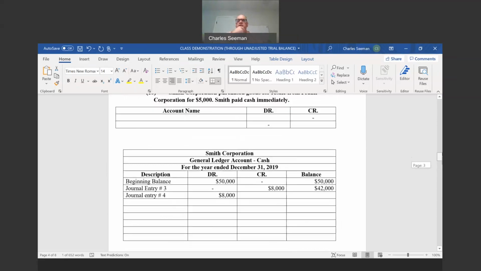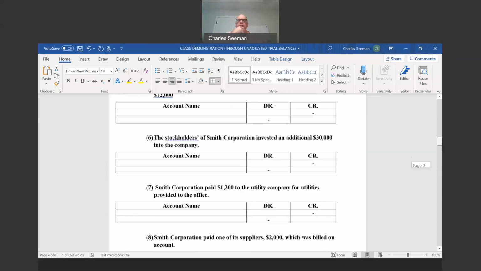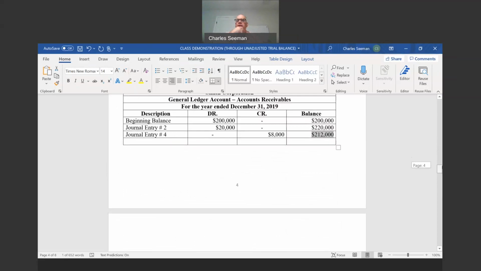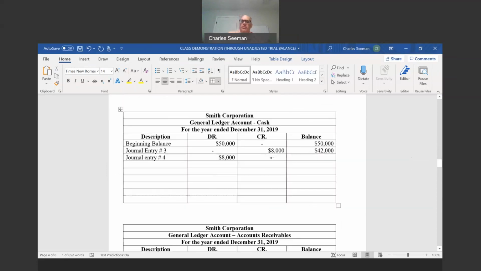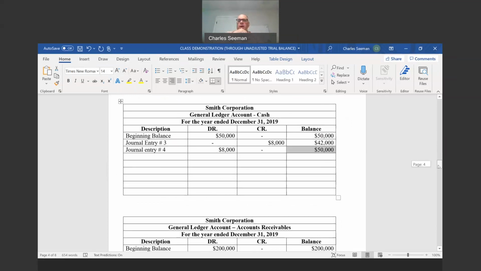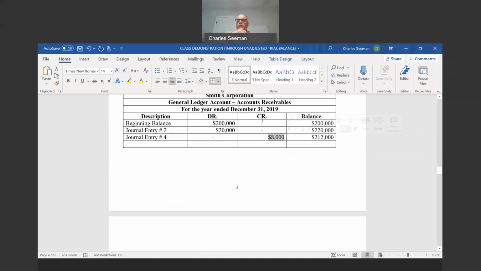So we go down to the cash account and we make an entry for debiting cash for $8,000. And we go down, the balance is the 50, plus 8 is 58, minus 8 gives me the 50. Receivable, $8,000 reduction, credit it, and it goes down to $112,000.